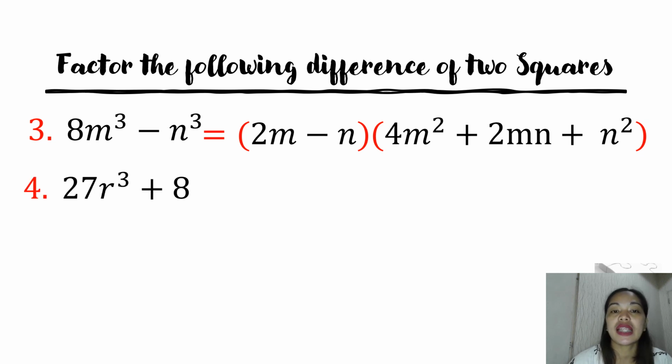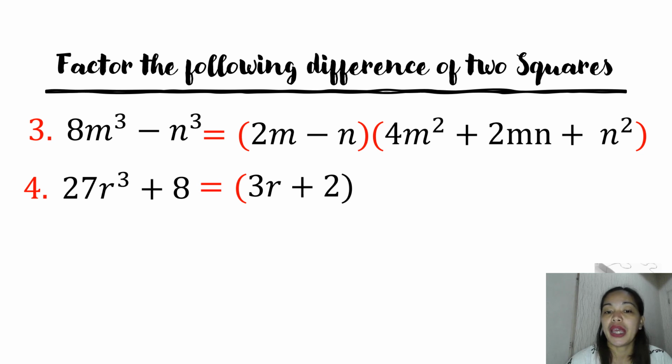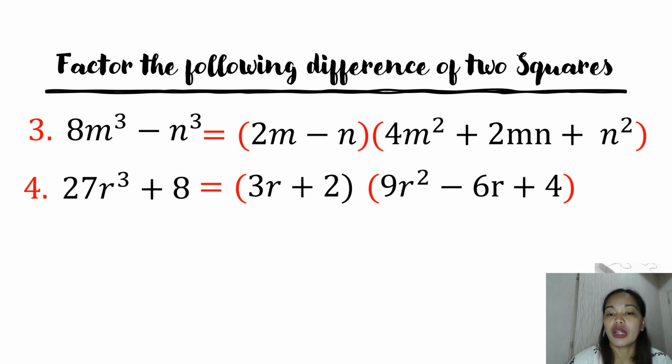Okay, another is 27r cubed plus 8. The cube root of 27r cubed is 3r. The cube root of 8 is 2. Kopyahin lang natin yung operation. The next factor, 3r, multiply it 2 times or square it. 3r times 3r is equal to 9r squared. So, you have 9r squared, then times mo lang si 3r times 2, that is 6r, and then the last term, square 2, and that is 4. Naging negative 6r siya because negative or minus is the opposite of plus.